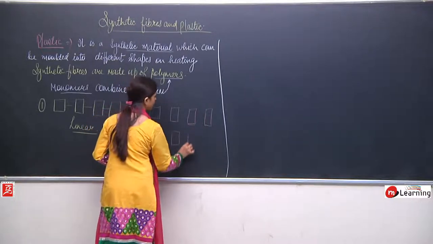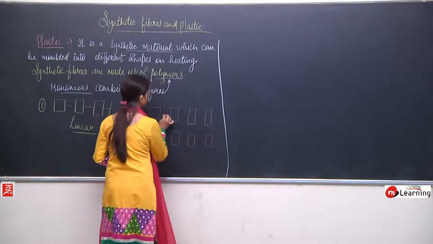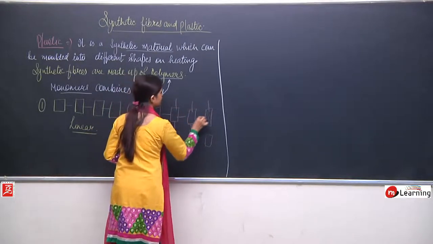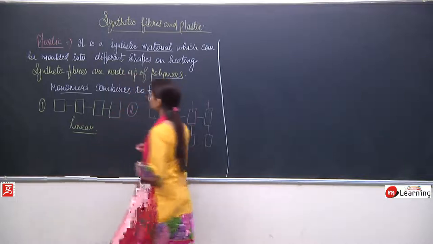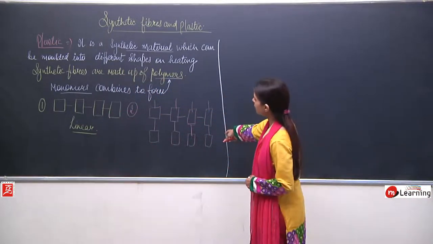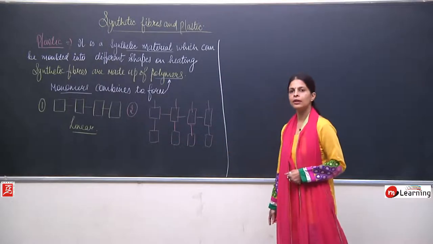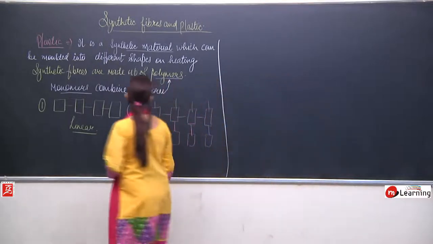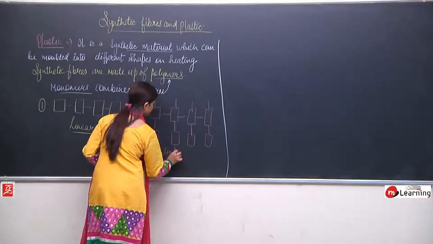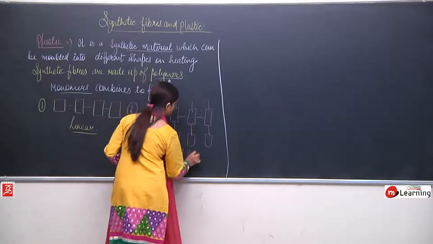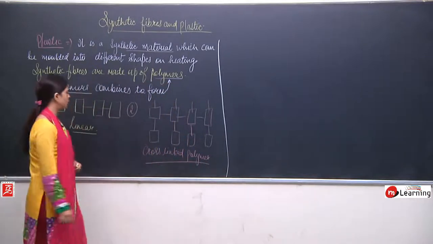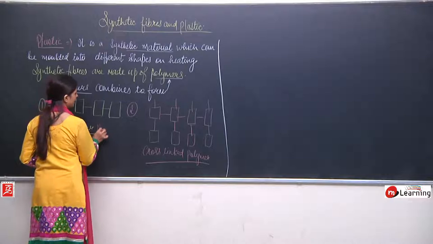It can also combine in this way. Which way? Like this. Here also it is connected. It is connected in this way, so it is not combining in a linear fashion, and so what will it be known as? It will be known as cross-linked polymer, and this one is linear polymer.